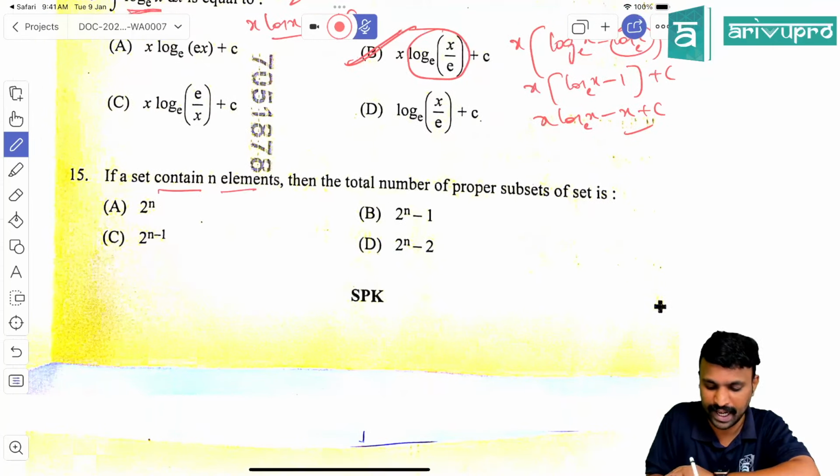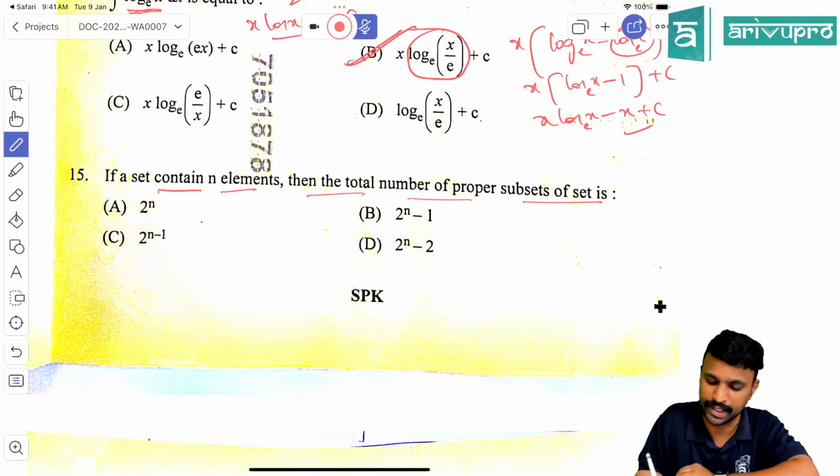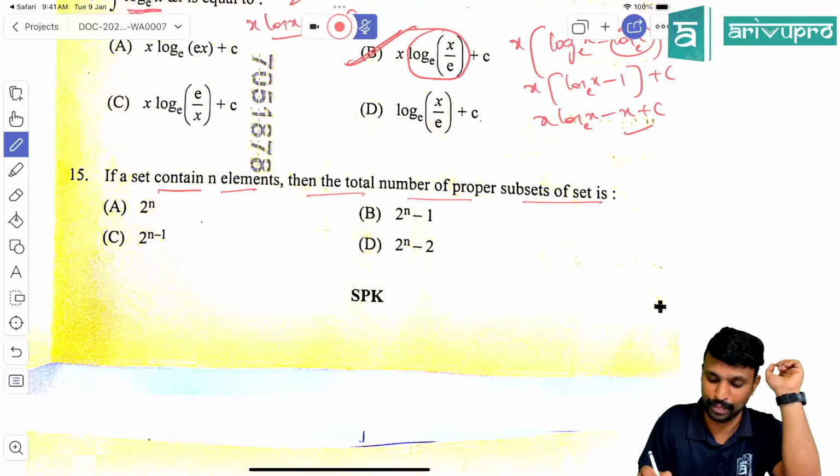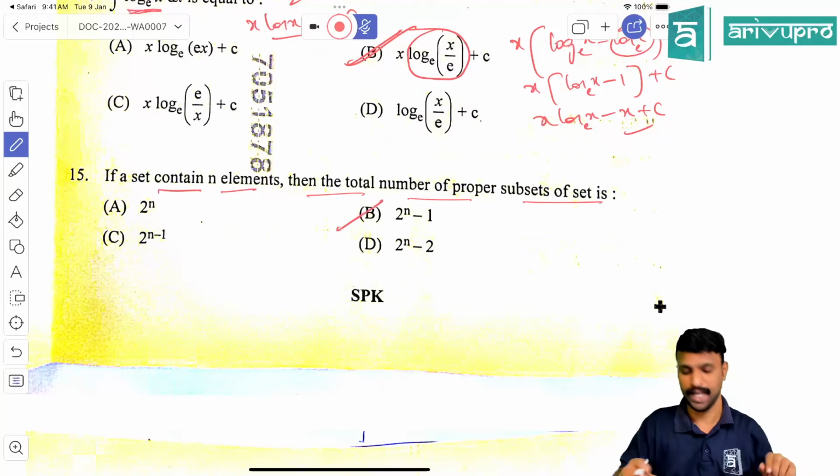If a set contains n elements, then the total number of subsets is 2 power n, and the total number of proper subsets is 2 power n minus 1. So option B is the right answer.